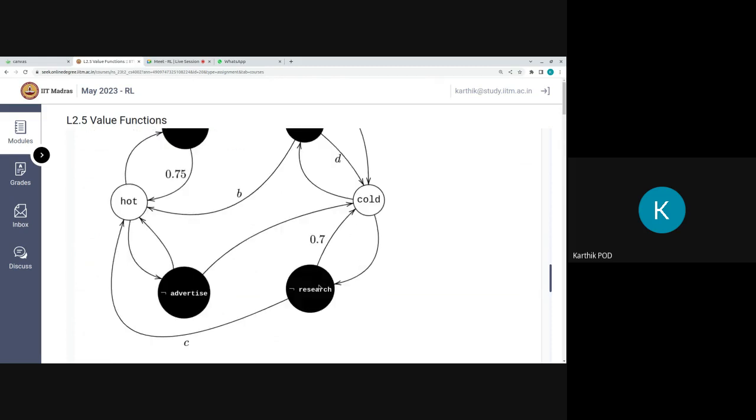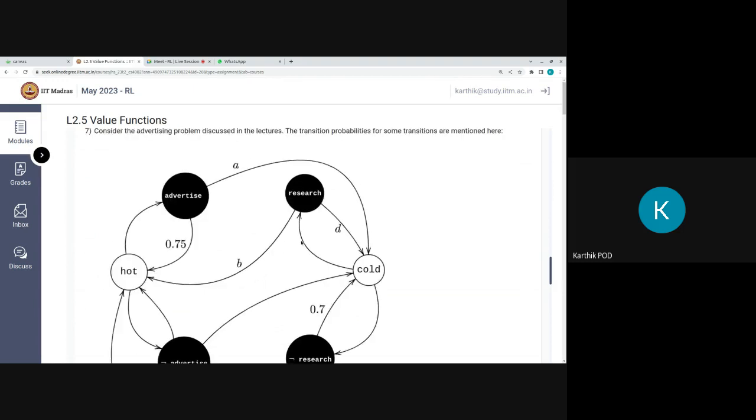Now, so what is c going to be? Sorry, 0.3. Yeah. So if you do research, then 70% of the time you go to cold, 30% of the time you go to hot, right? So this is 0.3. B and d, right?